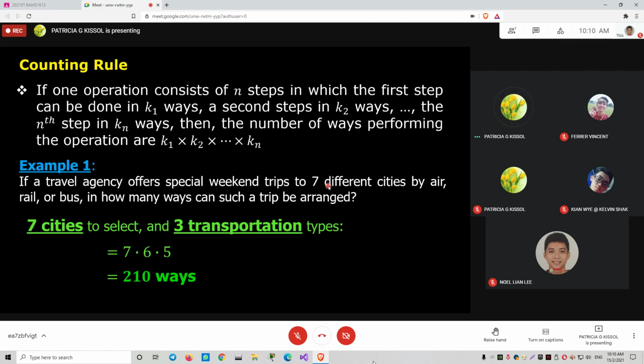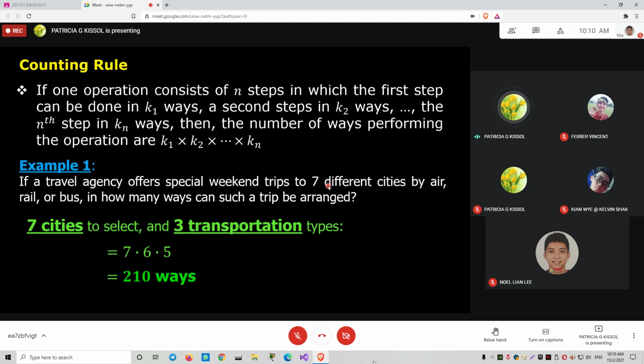Any question? So different city use different transportation. Oh, it's not a focus of the transportation here, Noel. It's more on the selection of how many ways can you arrange a trip, because this special weekend trip is to 7 different places. So it's not a focus on the mode of transportation, it's a focus on the places where you can go. And there are 7 cities you can choose from.